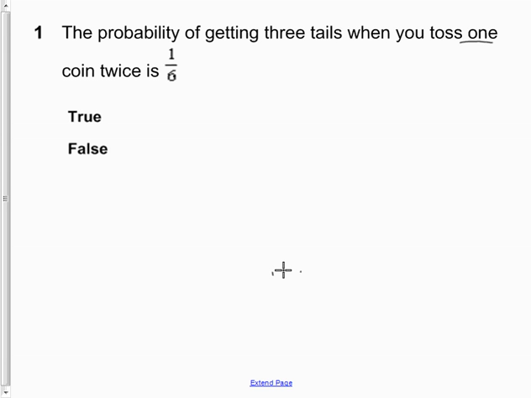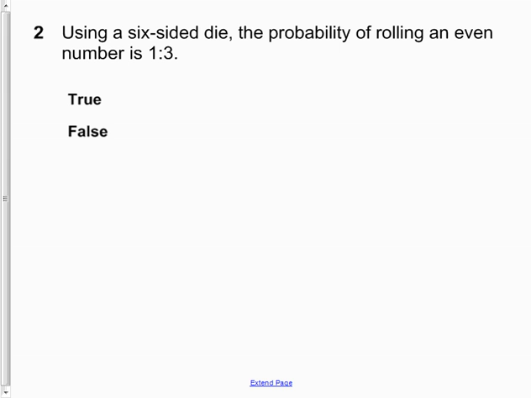So question 1 says the probability of getting 3 tails when you toss 1 coin twice is 1 out of 6. Well, first of all, you can't get 3 tails if you toss anything twice, because the best you can do is get 2 tails. You would never be able to get 3 tails if you toss that coin twice. So the answer has to be false, because you can't get anything. It's a 0% probability. It's kind of a trick question. It's actually quite a stupid question, but anyway, we'll go on to the second question.